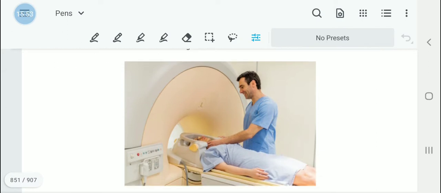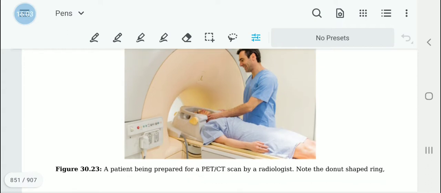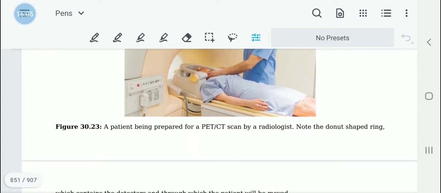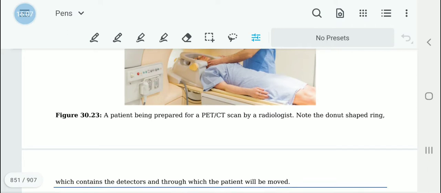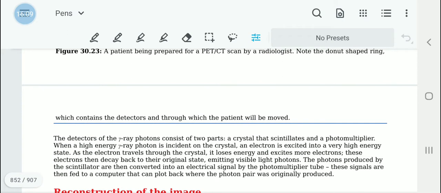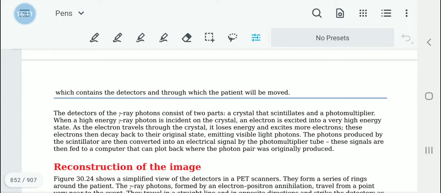However, there is no competition between CT and PET scanners. Most of these CT and PET scanners are actually a combination of both. As a result, a better image can be obtained. These detectors of gamma rays consist of two parts.